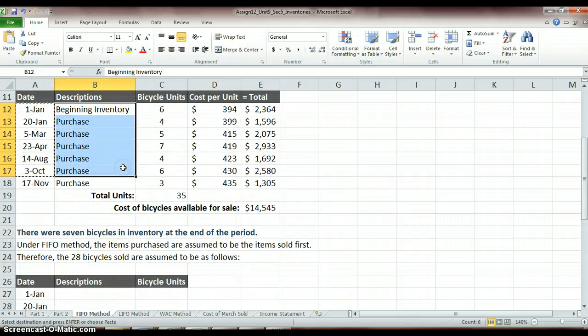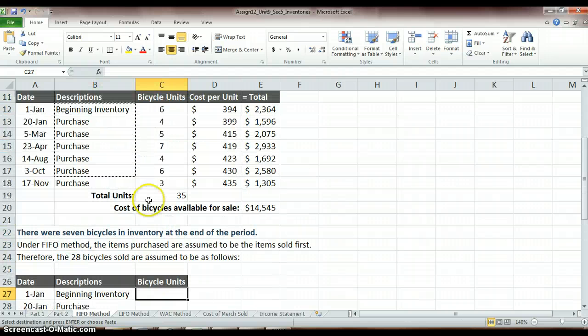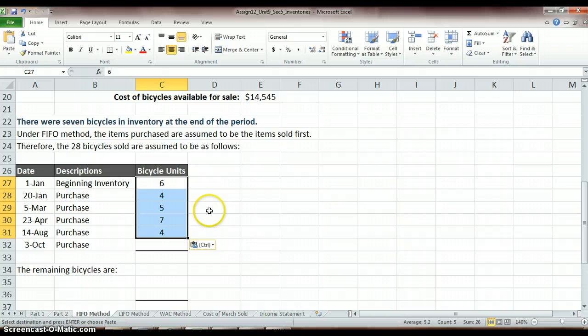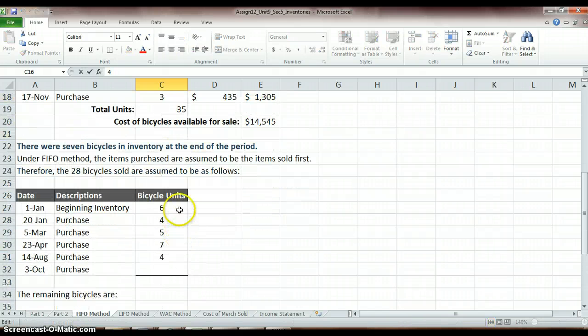And I can put my descriptions. I can just copy and paste those down here. And then bicycle units. I can copy all of these because I know I sold all the units from each of those months, except for October 3rd. Let me just do some quick math here to show you where I'm at.